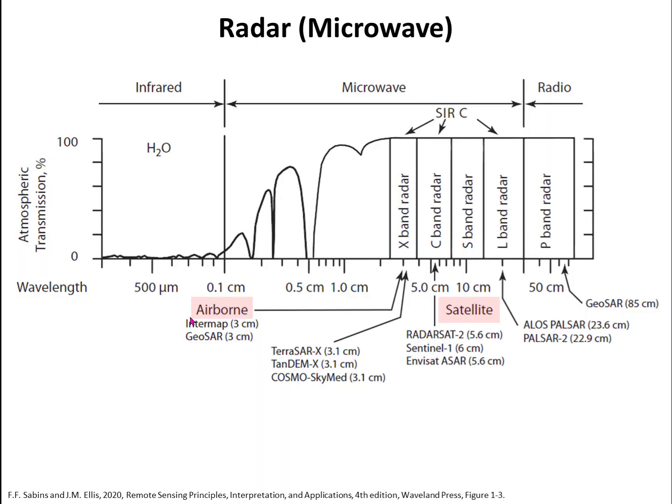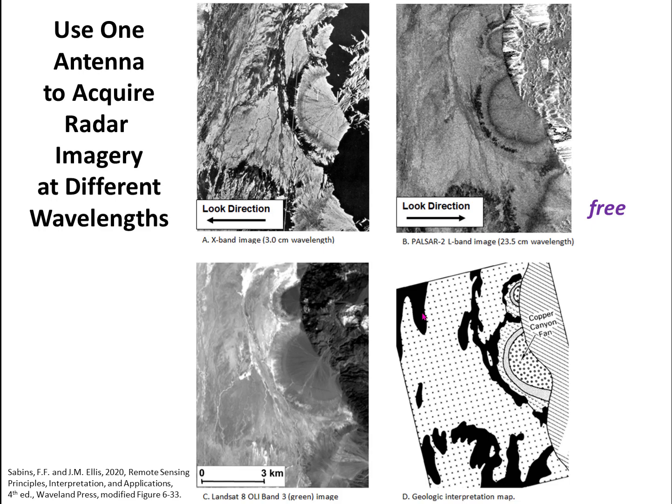So now we'll move into longer wavelengths. We're out into the radar. So we're out at 5 centimeters to 85 centimeters. And we'll first look at the airborne systems, and GeoSAR collects 2 different wavelengths. A short 3 centimeter, which is the X band, and GeoSAR also collects the P band at 85 centimeter long wavelengths. And you can see there's lots of satellite and even more satellite radar sensors going up because they're all weather, they're day-night, 24/7. And so here we use one antenna to acquire radar imagery at different wavelengths.